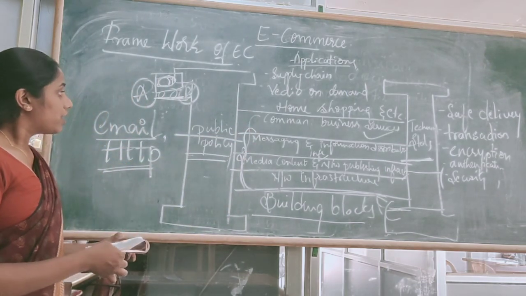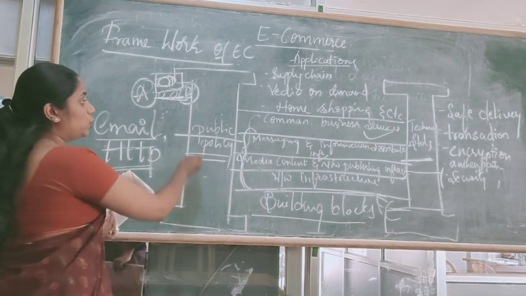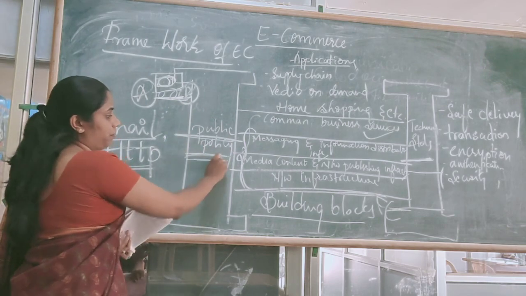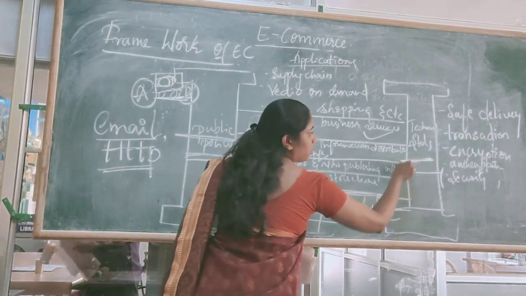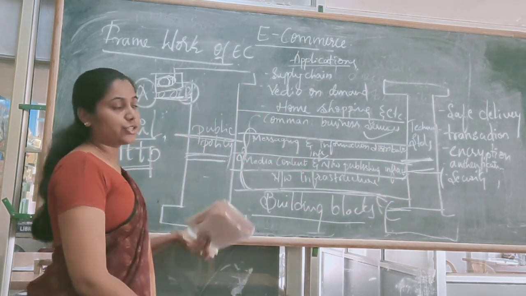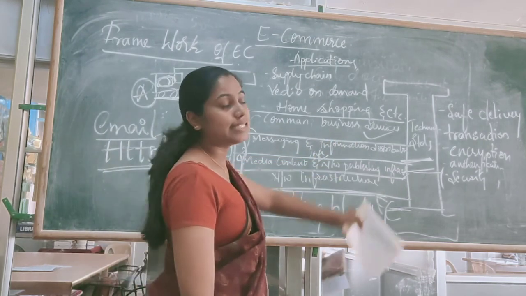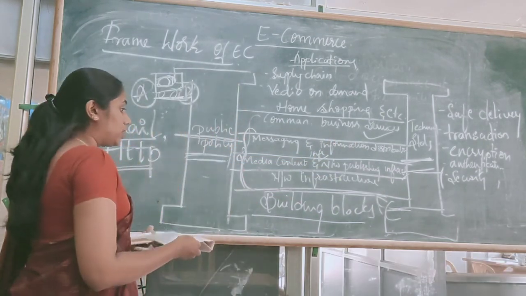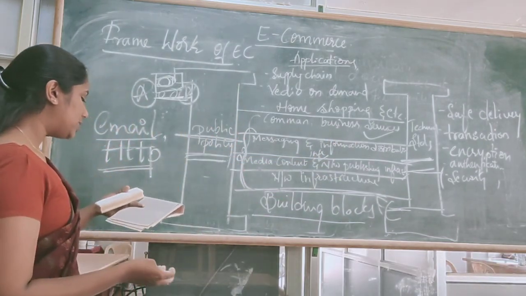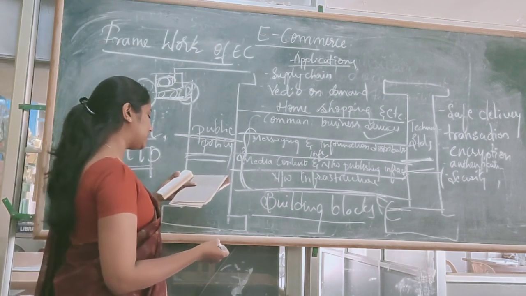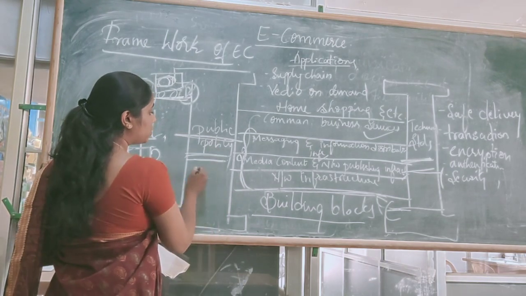Now the two important supporting pillars of this framework are public policy and technical standards. So what is this public policy? Public policy deals with the cost of accessing information.